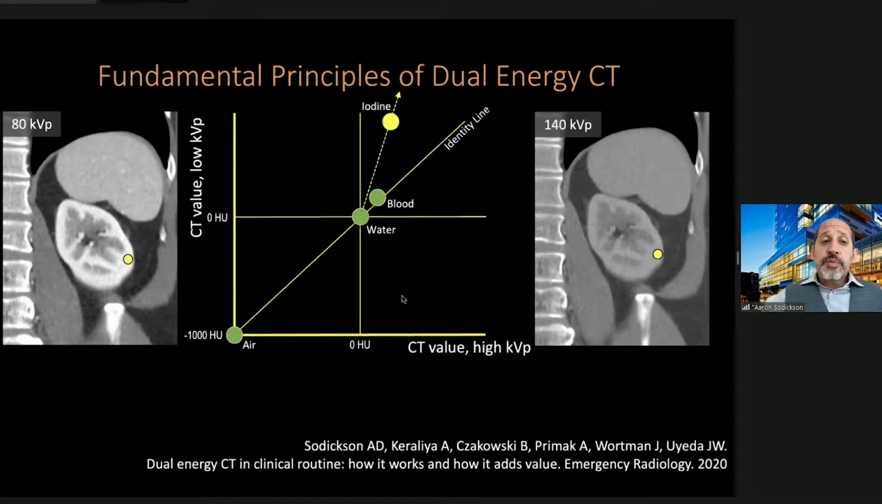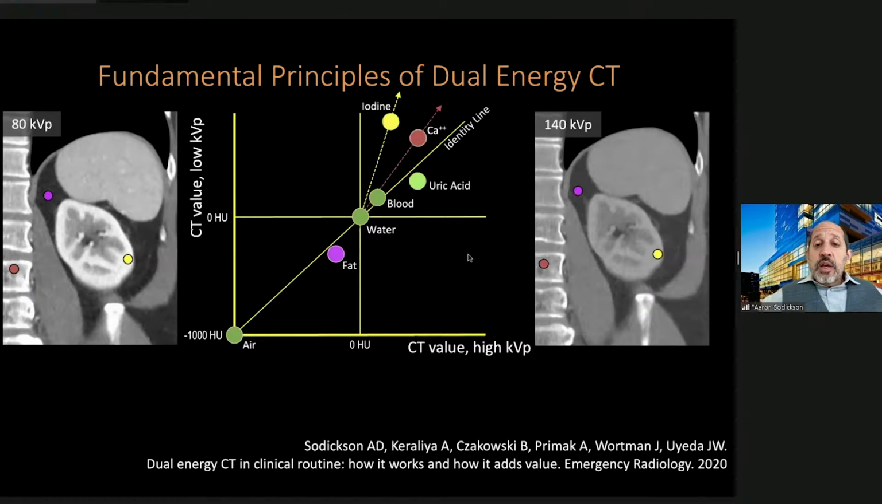But we also know that we have certain materials that fall off this identity line, so that iodine in the kidney here shows us much higher Hounsfield unit values than we see at 140 kV. Calcium similarly has a slope above this identity line, though it's less than that of iodine. And then we have certain other materials that fall below the identity line. So fat, which contains a lot of low atomic number stuff, is darker, lower Hounsfield unit values at low kV than it is at high kV. And similarly, uric acid is another material we love with dual energy because it also falls below the identity line here.